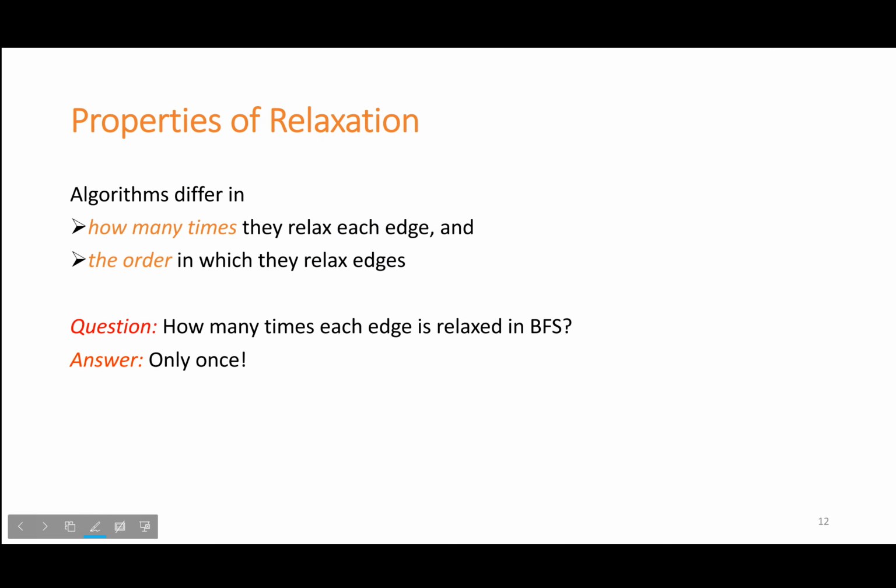The properties of relaxations. Algorithms differ in how many times they relax each edge and the order in which they relax the edge. Based on these two, they could get different outcomes. Let's take a look at how many times each edge is relaxed in BFS. In BFS, in the traversal order, we access each node only once.